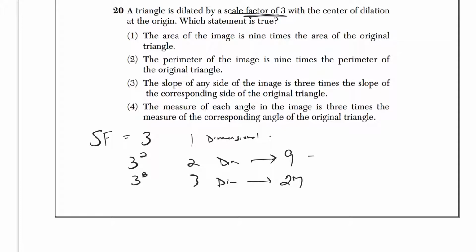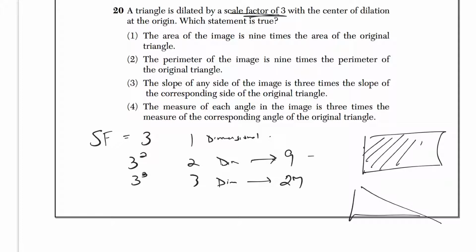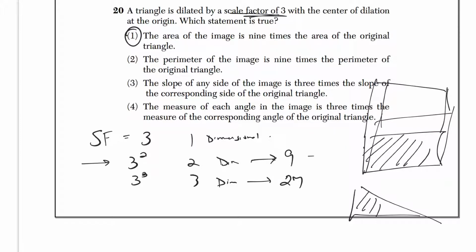Well, 2 dimensions corresponds with area. 2 dimensions is length and width, or base and height. So those are 2-dimensional spaces. When we're talking about area, it's 2-dimensional. Volume is when you add a third component in, like height, which takes you into the 3-dimensional space. So when we look at this and it says for choice 1 that the area of the image is 9 times the original triangle, that actually fits with that idea of scale factor, that dimensions always control the number of times you apply the scale factor.